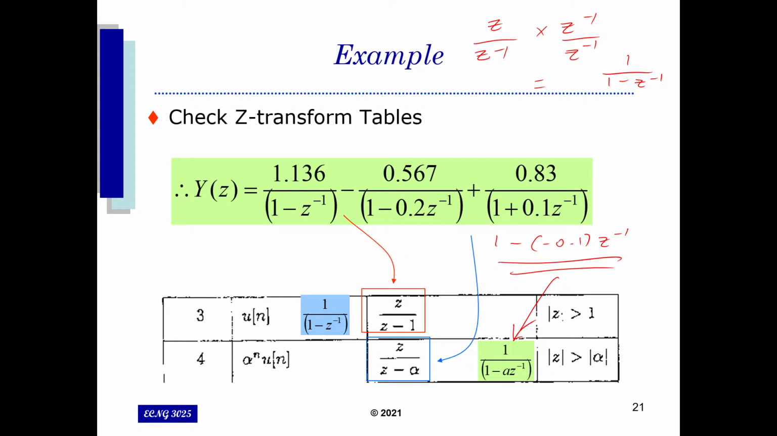So there's nothing to worry about if you have a 1 plus alpha. You can just put 1 minus, and then in brackets minus that alpha, of z to the negative 1. And that won't be an issue at all.